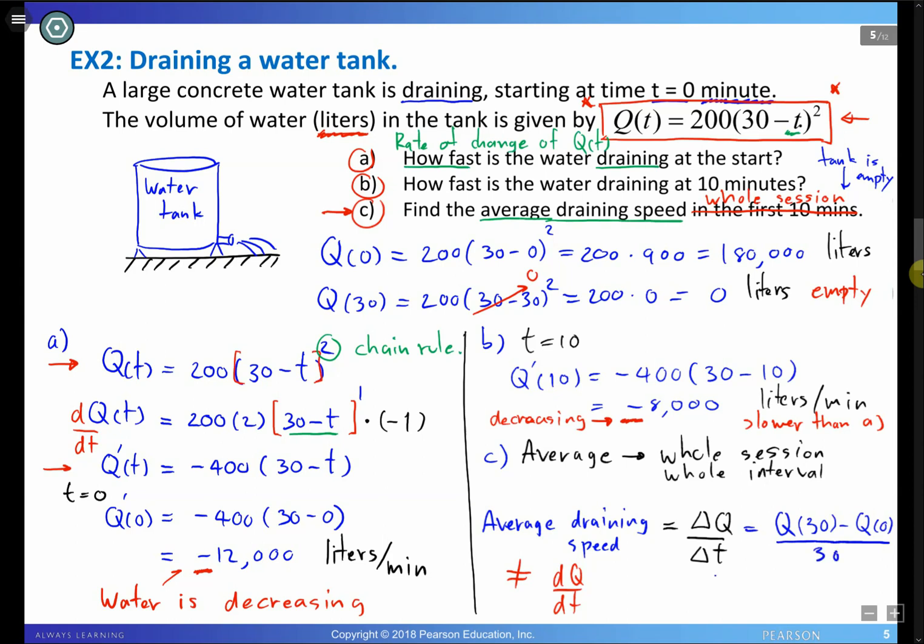So this is going to be equal to, at the end, Q30, we know it already, it's equal to 0 right here. So let's put 0 in. So we have 0 minus Q at the beginning. We also know it right here. So we have minus 800,000 divided by 30. And this is equal to minus 6,000 liters per minute. And that is the average draining speed for part C.